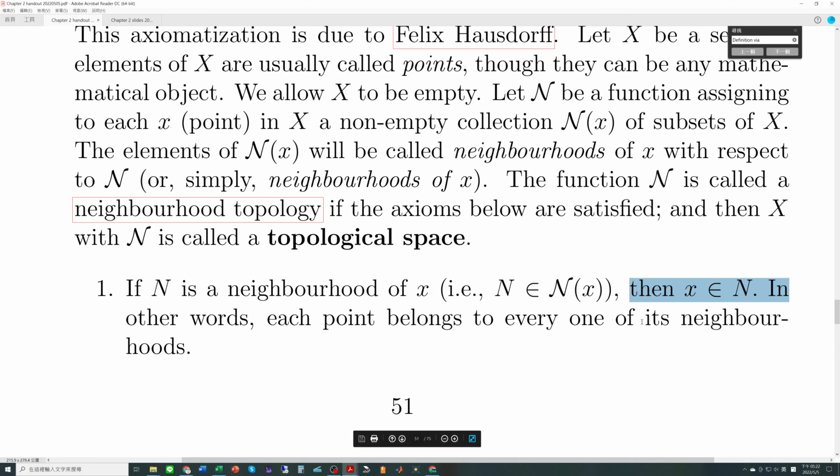Okay, let us continue the third part of today's class. Please look at the handout of chapter 2.